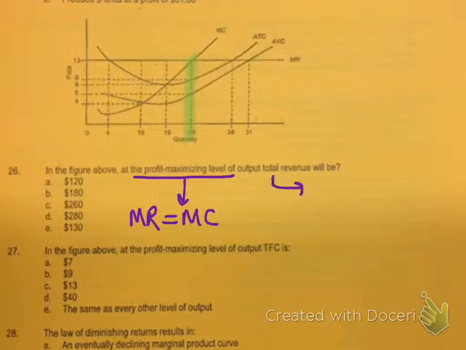So total revenue formula is price times quantity. If we know that our quantity is 20 and we can see where our marginal revenue is, we know that marginal revenue and price are the same thing. So that means that our price is $13 times our quantity of 20 gives us an answer of $260.